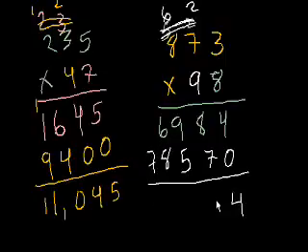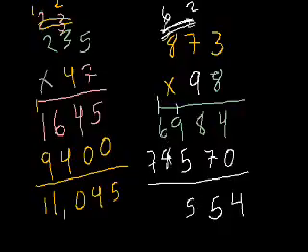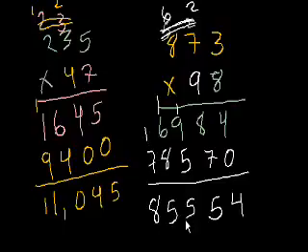8 plus 7 is 15. 1 plus 9 plus 5 is 15. 1 plus 6 plus 8 is also 15. And 1 plus 7, that's 8. So the answer, hopefully, I don't have a calculator in front of me, is 85,554, assuming I didn't make any careless mistakes.